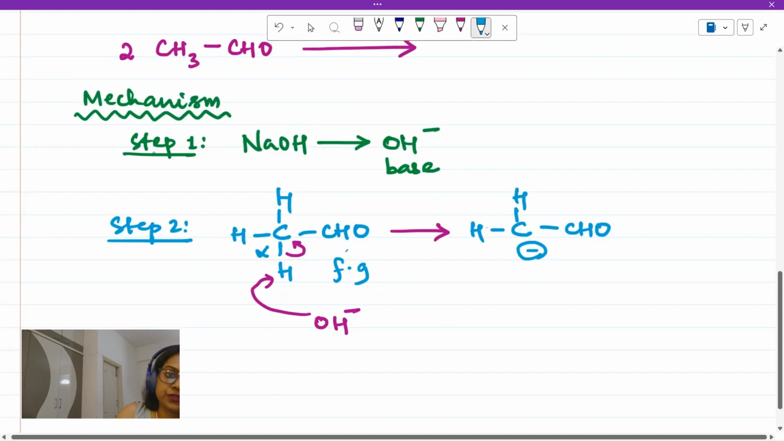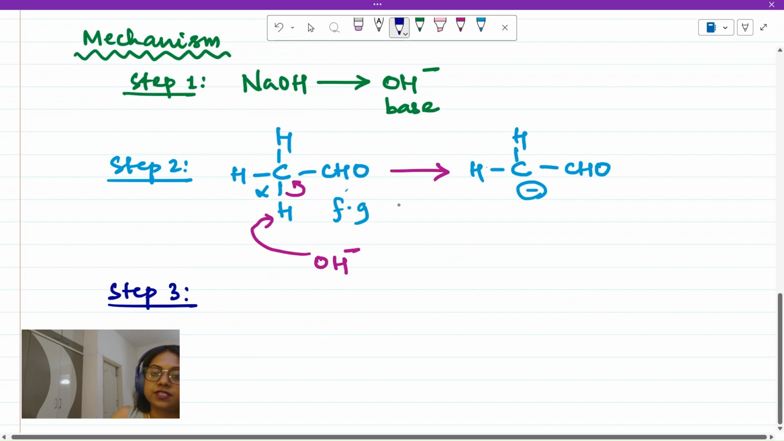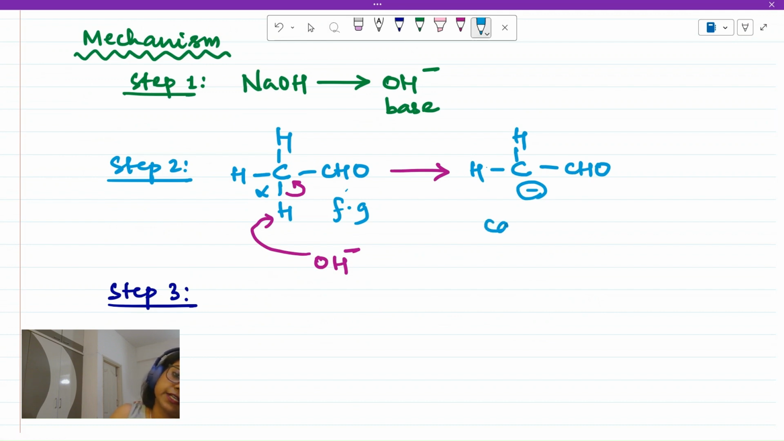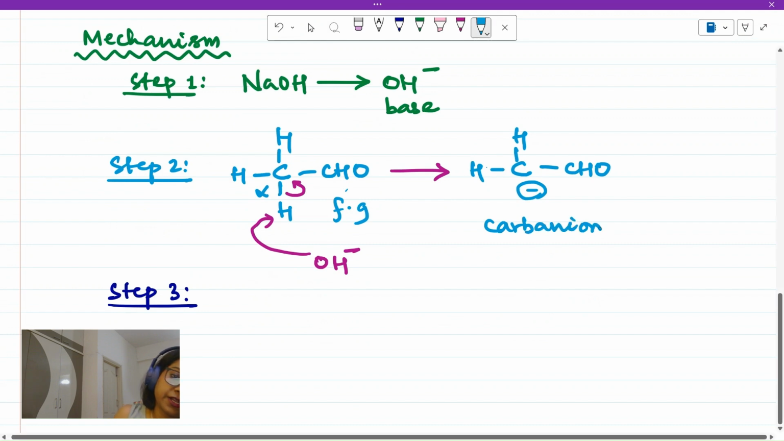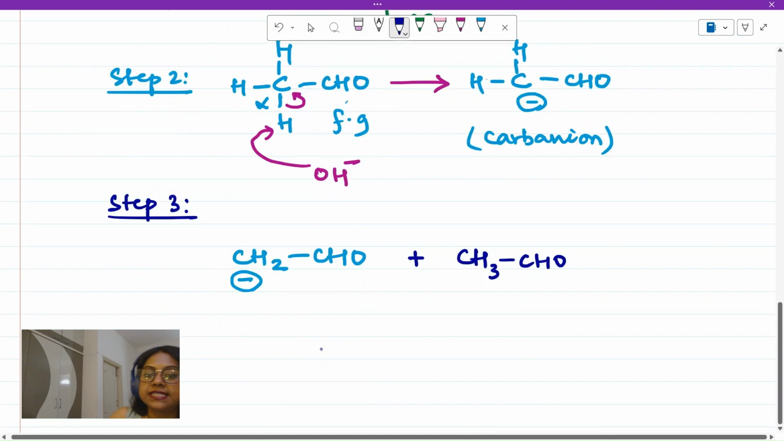Now, in the next step, when we move to the third step, the carbanion, this is called a carbanion if you remember, because of the negatively charged carbon. I'll write it like this: CH2 with a negative charge, and then CHO, right? This reacts with one more molecule of the same exact thing, CH3CHO. Yes, we started with 2 moles, recall. How can we write CH3CHO? What we can do is write C double bond O and H here.